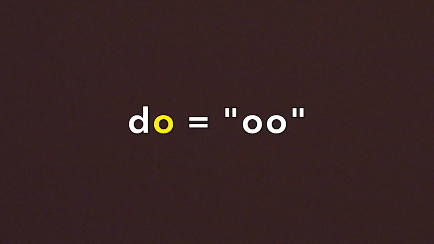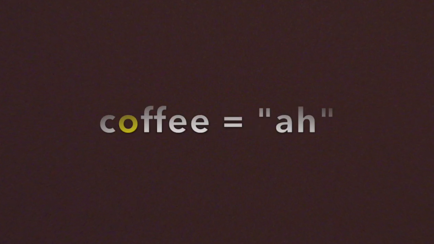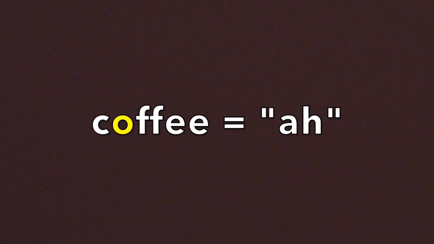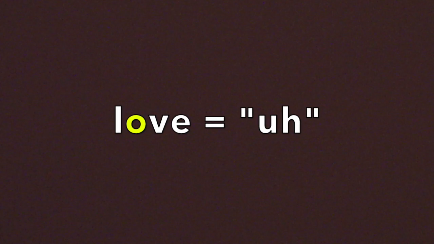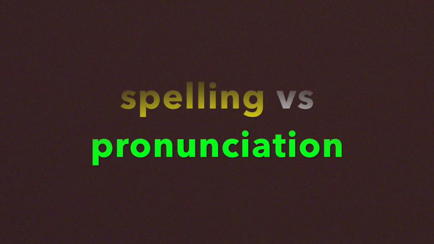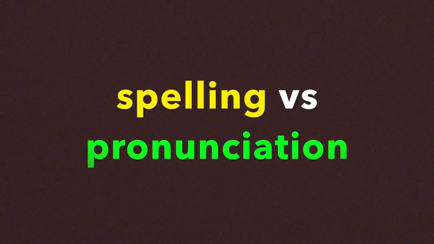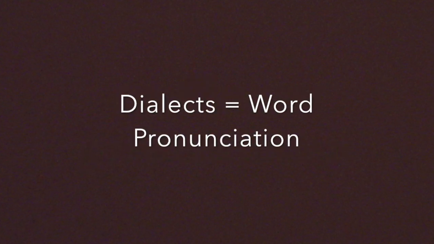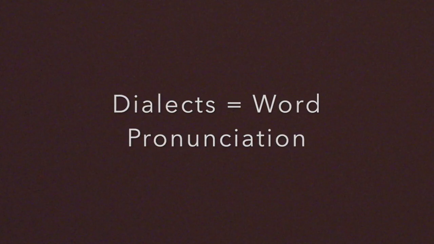Let's take a look at this letter, the letter O. You would naturally say that it makes the sound of O as in go, and you would be right. But it also makes the sound of oo in the word do, the sound of ah in the word coffee, and the sound in the word love. These are just a few examples to illustrate that spelling doesn't always represent how a word is pronounced. When approaching dialects, it's important to focus only on how a word is pronounced and not how it's spelled.